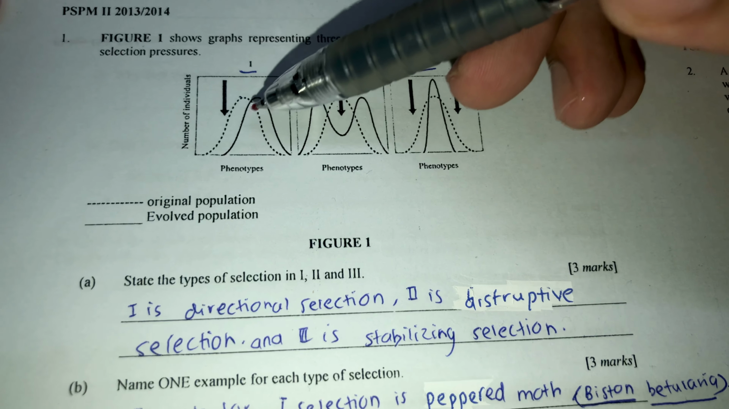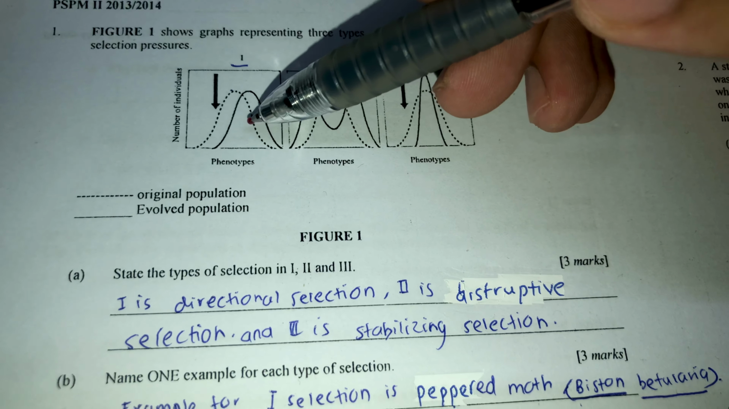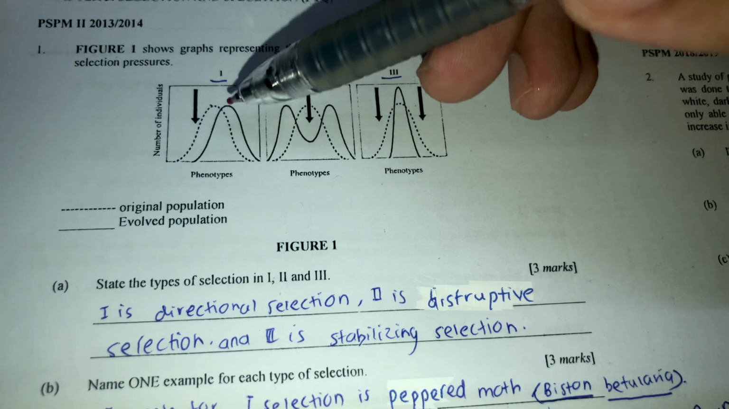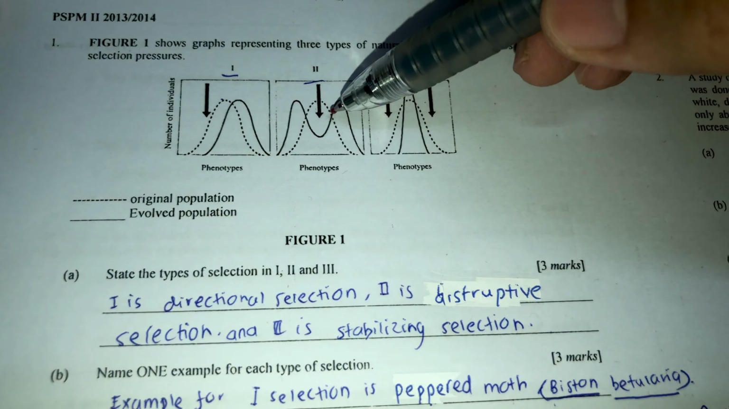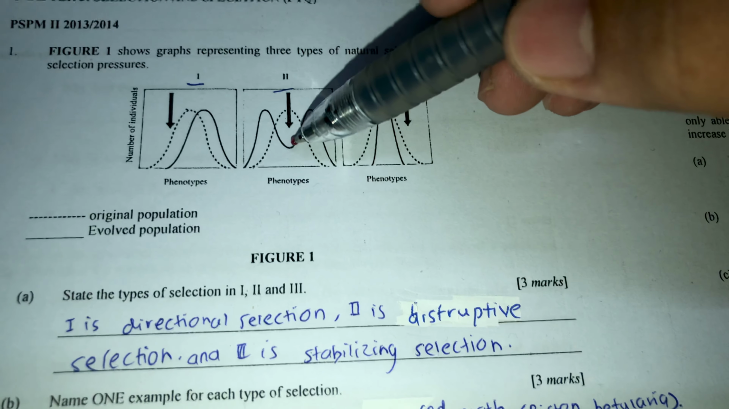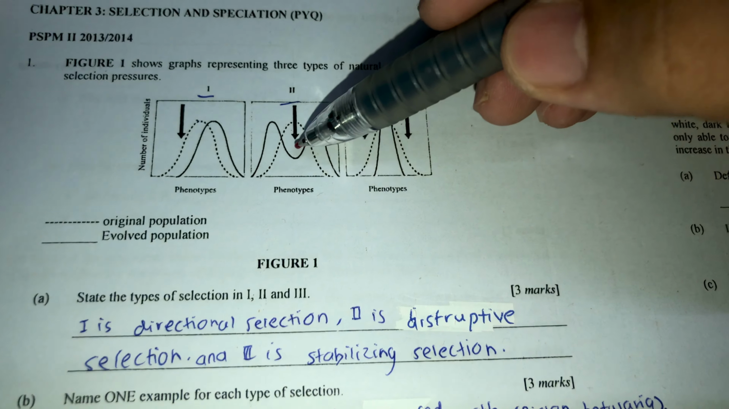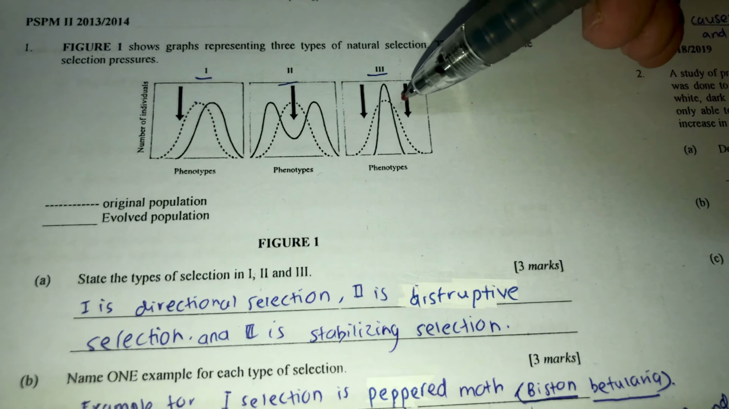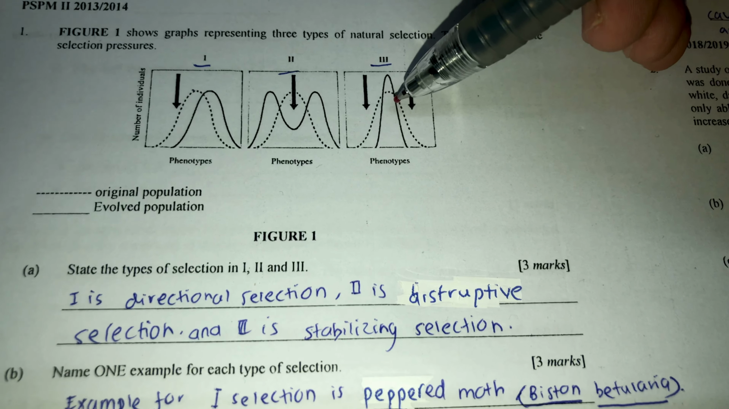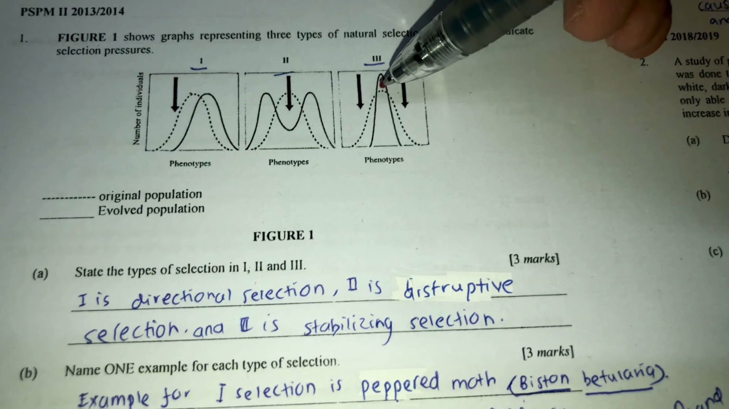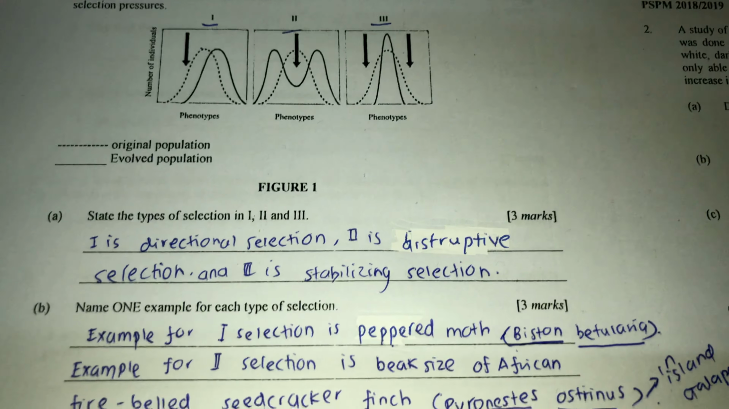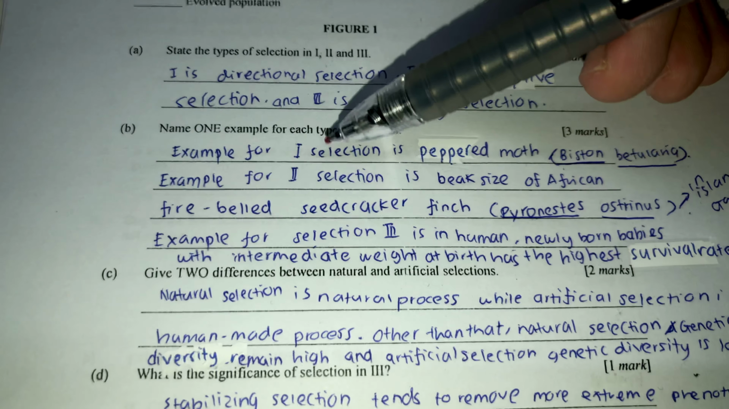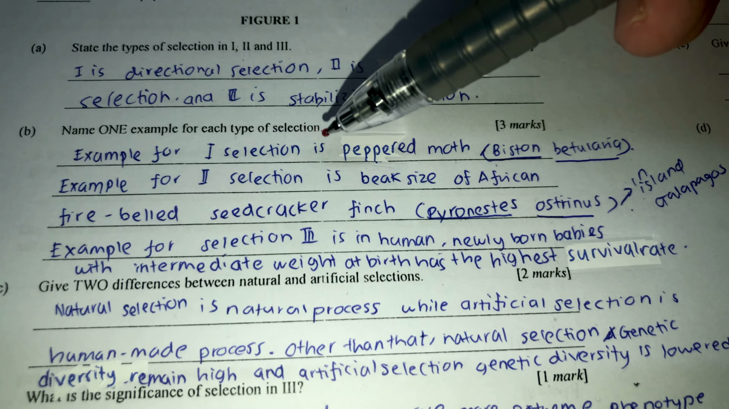As the population evolved to the other extreme phenotype. The second one is disruptive selection, as we can see that it favors both extreme phenotypes. The third one is stabilizing selection, which favors the intermediate phenotypes. Moving on to question B, name one example for each type of selection.